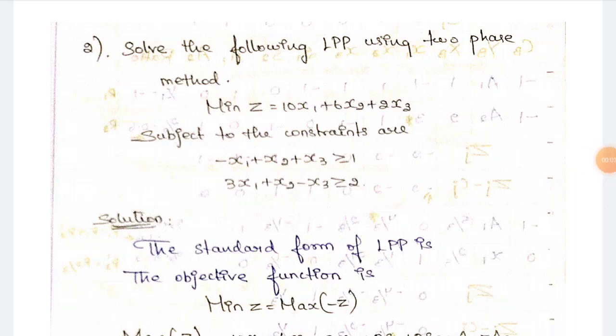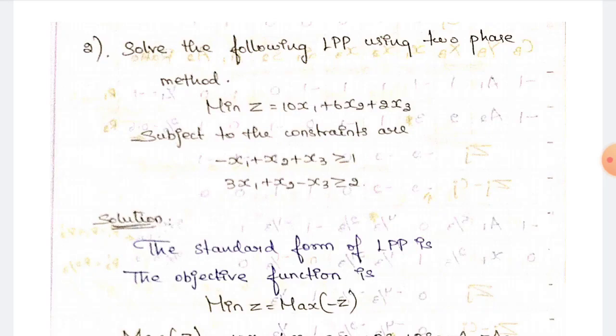Hi everyone. In this class we are going to see the two-phase method. Solve the following LPP using the two-phase method. Minimization of Z is equal to 10x1 plus 6x2 plus 2x3.